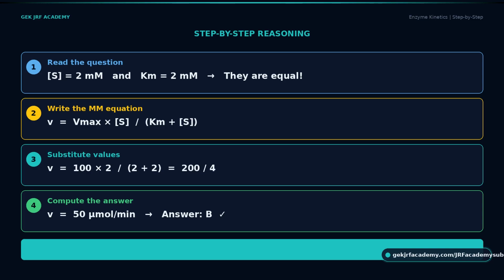They are equal. Step 2. Substitute these values. V equals 100 times 2, divided by 2 plus 2. Step 3. Simplify. 200 divided by 4 equals 50 micromoles per minute. The critical insight. When substrate concentration equals Km, the answer is always Vmax divided by 2, regardless of the actual values. That pattern recognition, grounded in understanding, is what saves time under exam pressure.